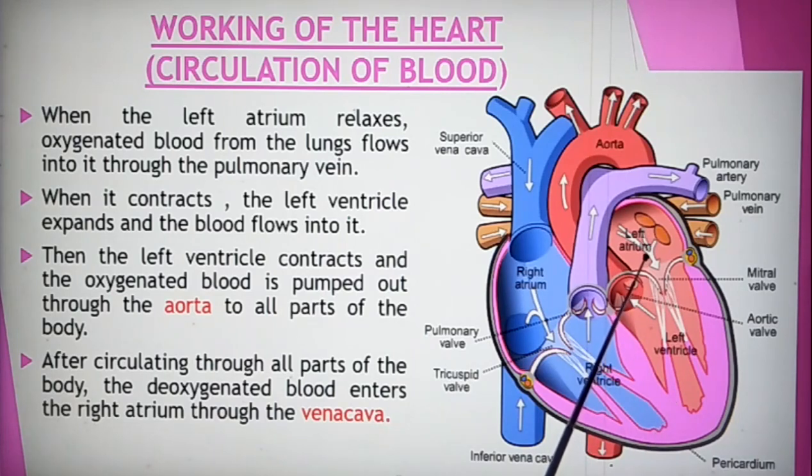When the left atrium becomes full, a valve is there, known as the mitral valve. Otherwise, what can we call it? The bicuspid valve. Another term is the mitral valve or bicuspid valve. So when this left atrium becomes full, this valve opens and the blood enters into the left ventricle.